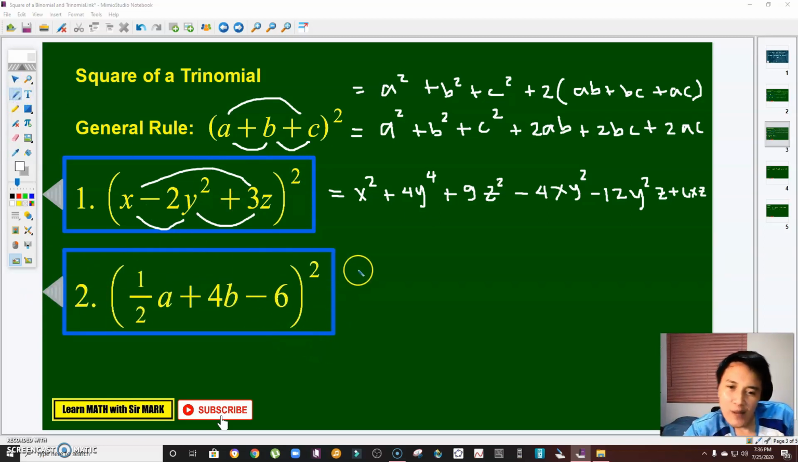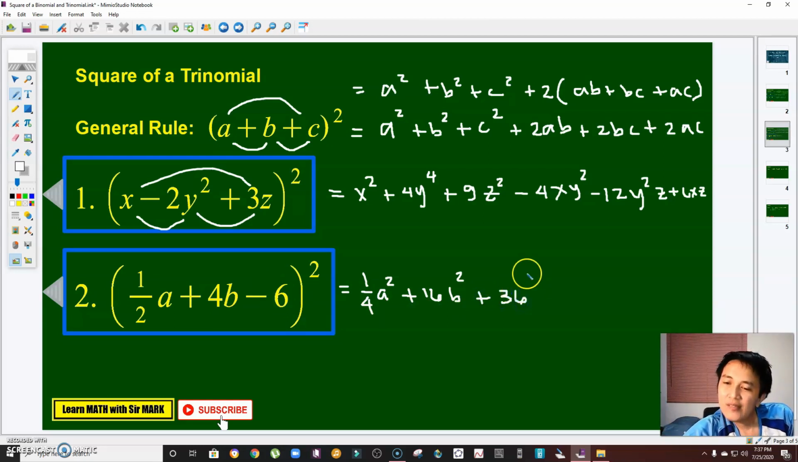Okay. So, I'm going to square 1/2 a plus 4b minus 6. Again, like in the previous example, this will yield 6 terms. To get the first term, again, I just square this 1/2 a. That is simply 1/4 a squared. Right? To get the second term, I square the middle term. So that will be 4b to be squared. So that's simply 16b squared. Right? Squaring the third term, which is negative 6, that will give positive 36.